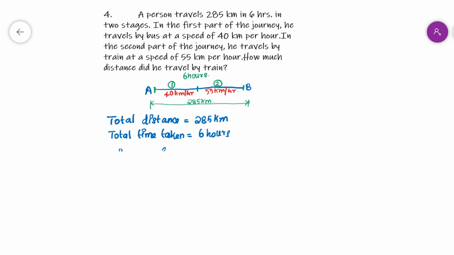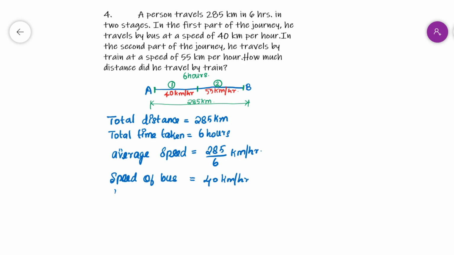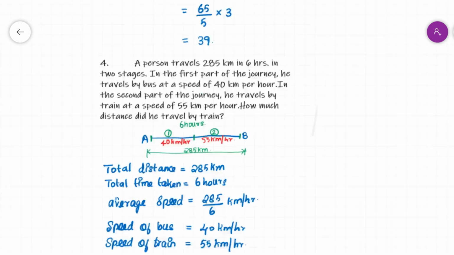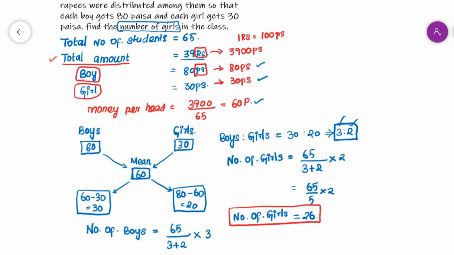Now we'll solve this problem. Total distance is 285, total time taken is 6 hours, and the average speed is 285 divided by 6. We'll keep it as such because we can use it in the alligation rule and easily solve it. The speed of the bus is 40 km per hour and the speed of the train is 55 km per hour. The average speed is 285 by 6. Average is nothing but mean. Now we have type 1, type 2, bus speed and train speed, everything.